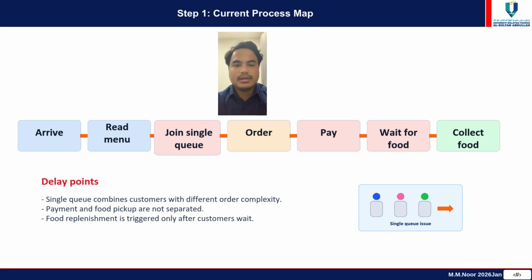Step 1. Current process map. The current process shows that the customer arrives, reads the menu, joins one queue, orders, pays, waits, and collects food. The main weakness is that all customers are placed in the same queue even though their needs are different. Customers who want ready meals and customers who need more time to decide are mixed together, which slows down the whole process.